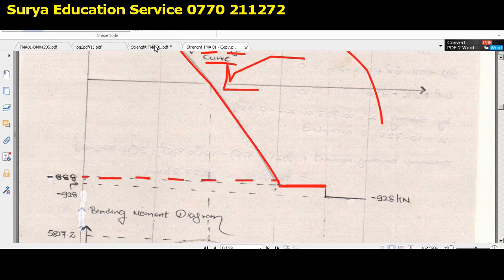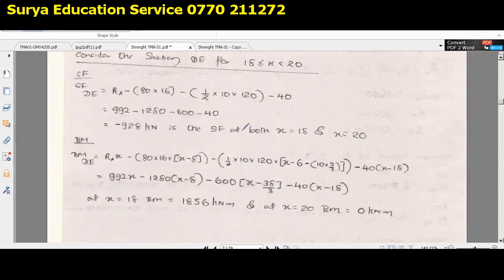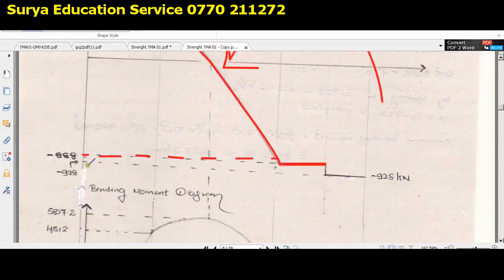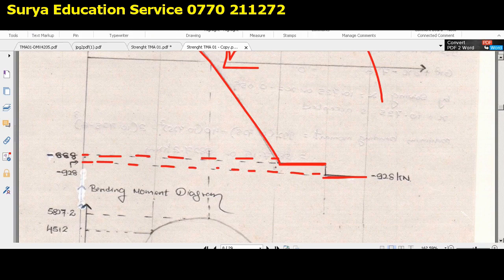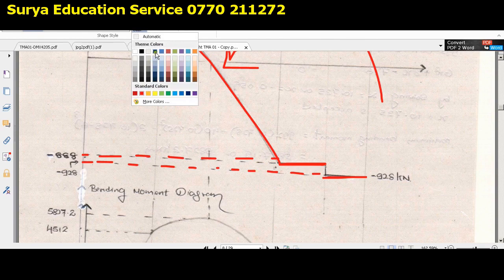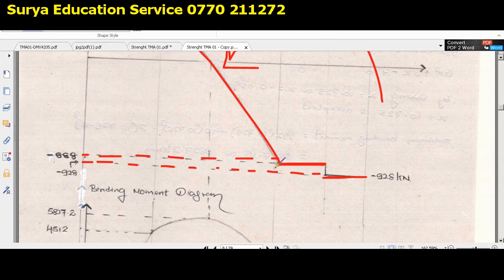And then focus on the last part, which is DE. DE is also the same scenario. Whether x equals 18 or 20, the shear force is minus 928. This is the minus 928 line. But you have to continue, so be very careful when you continue the line. This is the representation of minus 888, and this is the representation of minus 928.